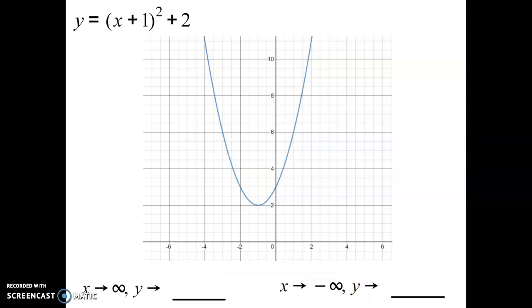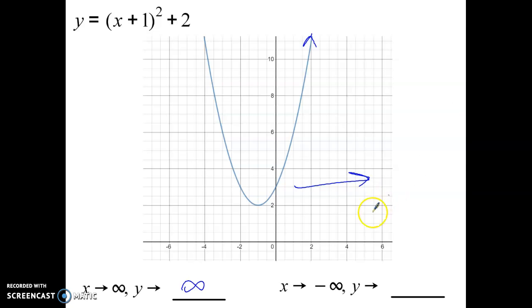Okay, so how about end behavior? Let's fill in those blanks. This one says as x approaches infinity. That means I'm going to the right, and as my x values are getting bigger, what's happening to my y values? Well, that's going towards positive infinity. So I'll fill that into the blank there.